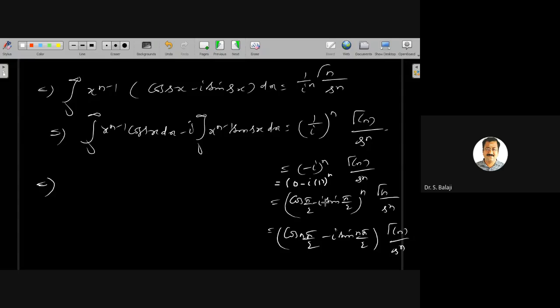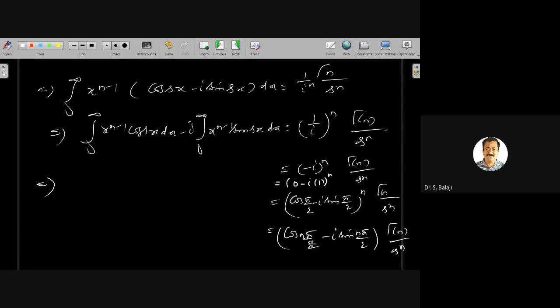cos(π/2) minus i sin(π/2), this one can be written as (sin π/2)^n Γ(n)/s^n. In order to get that n inside, write it like (cos θ minus i sin θ)^n. Now it is like De Moivre's rule, you can apply: (cos θ minus i sin θ)^n equals cos nθ minus i sin nθ. So cos(nπ/2) minus i sin(nπ/2) times Γ(n)/s^n.